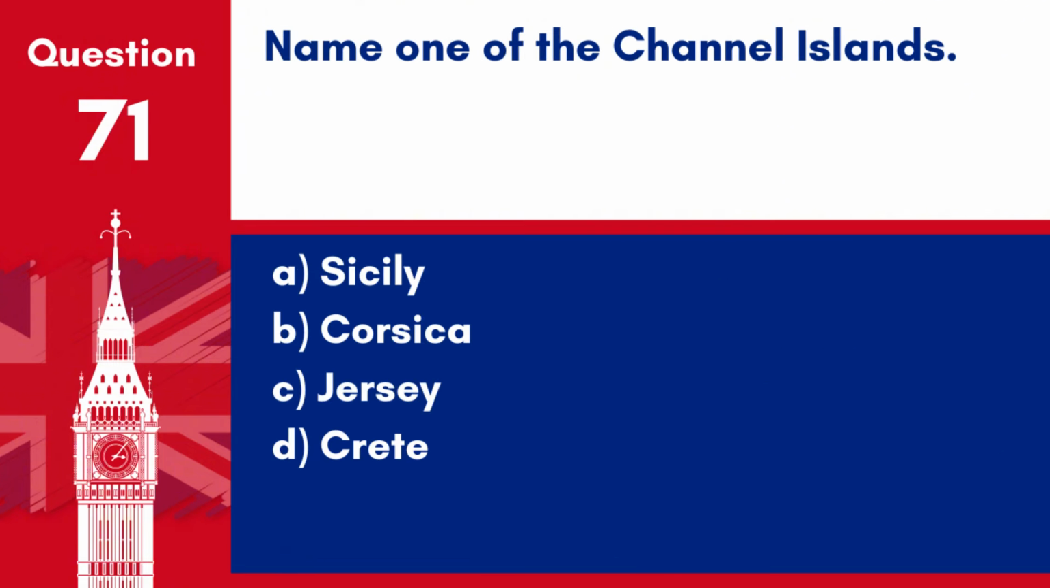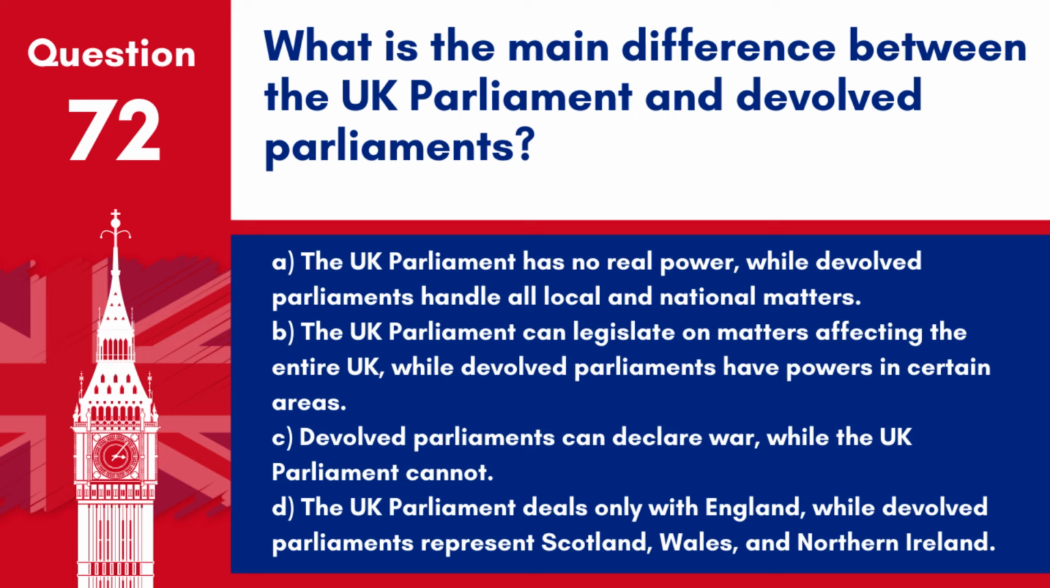Question 71. Name one of the Channel Islands. A. Sicily. B. Corsica. C. Jersey. D. Crete. Answer: C. Jersey. Jersey is one of the Channel Islands, which are located in the English Channel off the coast of Normandy, France.